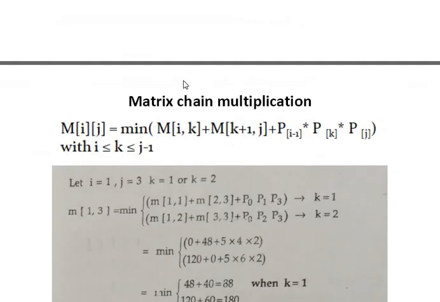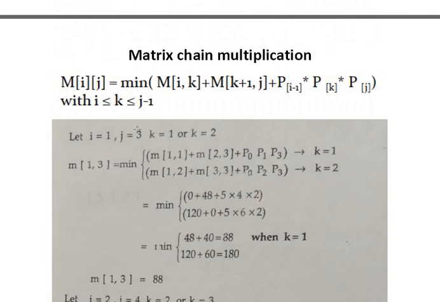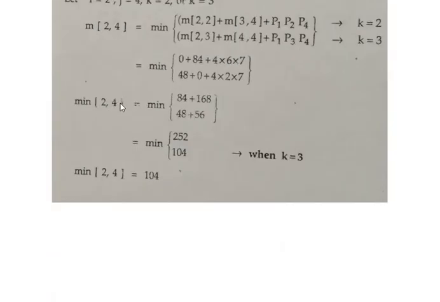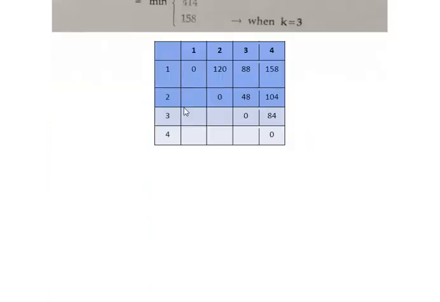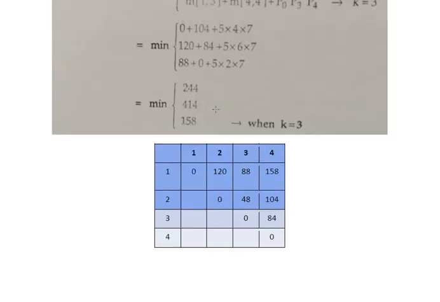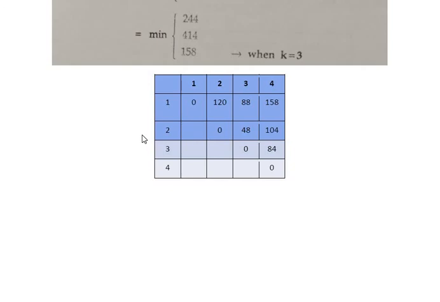The same pattern is followed. So for the next one, m of 1 3, you assume the possible values of k. k equal to 1 is possible, 2 is possible, and so on, checking the condition for 1, 2, 3, and finally the answer is 158, and you create this table also. And this is the final answer of the matrix chain multiplication.